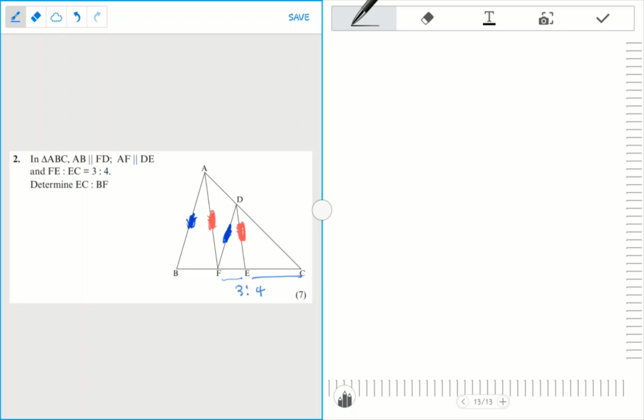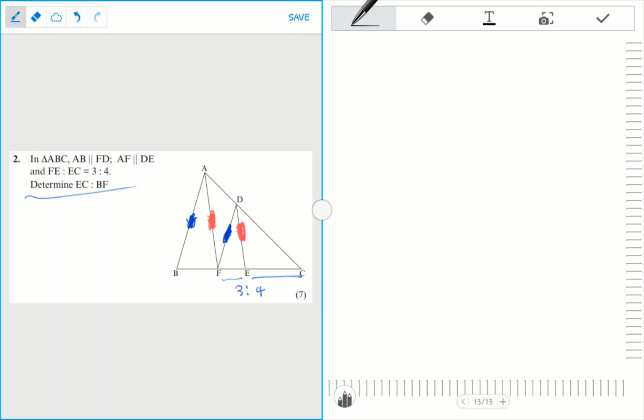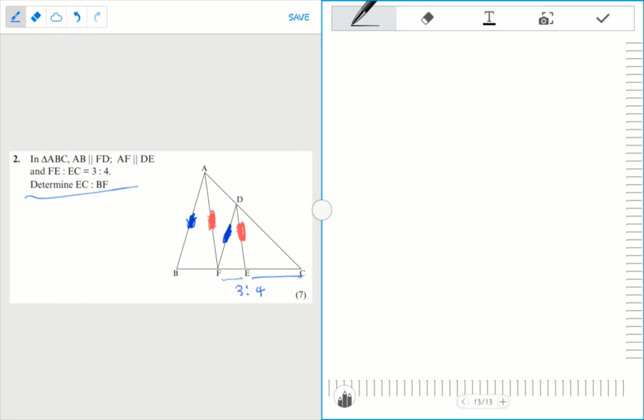Okay, what you should note is what we are given. Now we don't have to write what we are given because I already have it here. Note that I want to emphasize this statement. They're saying FE is to AC is equals to 3 is to 4.